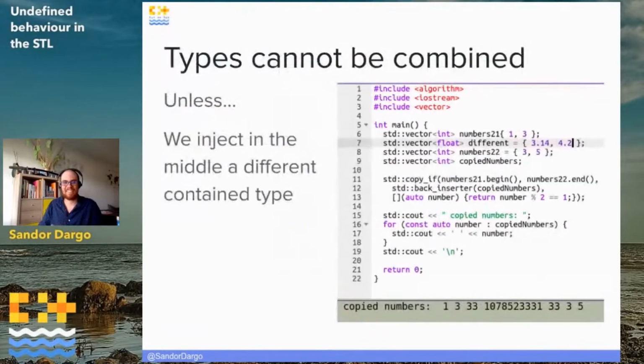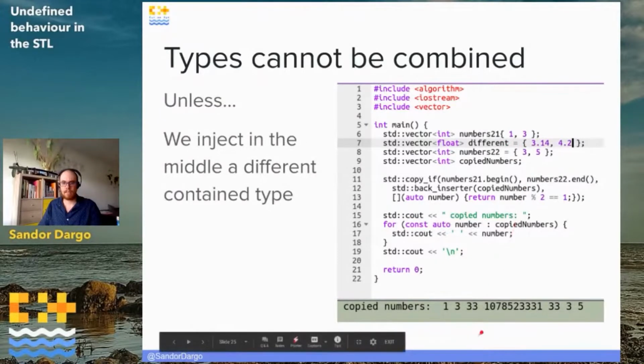Well, there is a way. There's always a way. You can inject a different value type, a different contained type in the middle. Like you see here, you have numbers21, numbers22, some bad names. I even mispronounced it. And for some reason here, you have a different vector with some floating point numbers in it. And then you see even stranger results.